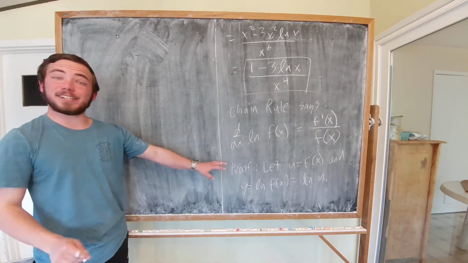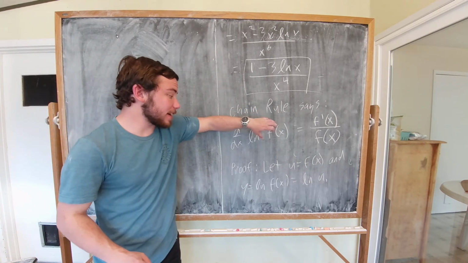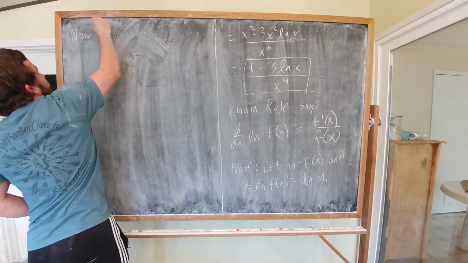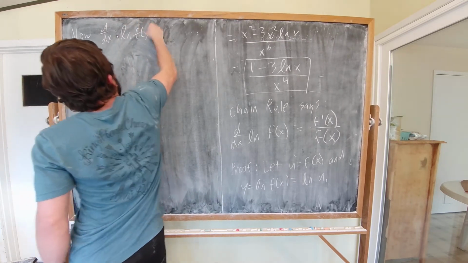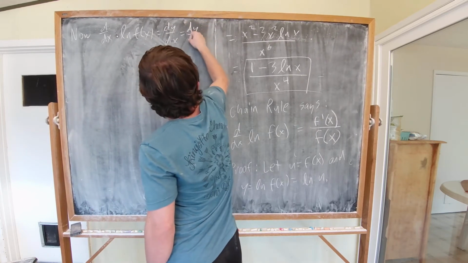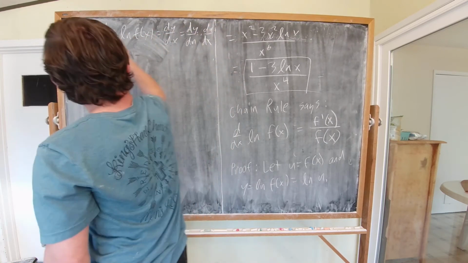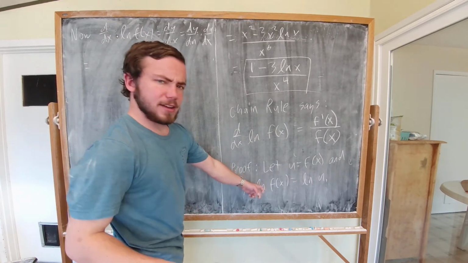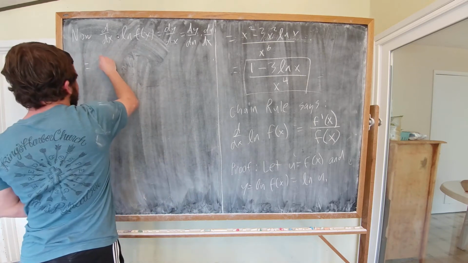Okay, let's continue further. We want the derivative with respect to x of natural logarithm of f of x, aka we want dy dx. Which the chain rule says is dy du times du dx, which is equal to, okay, we know that the derivative of the natural log of u with respect to u is 1 divided by u.